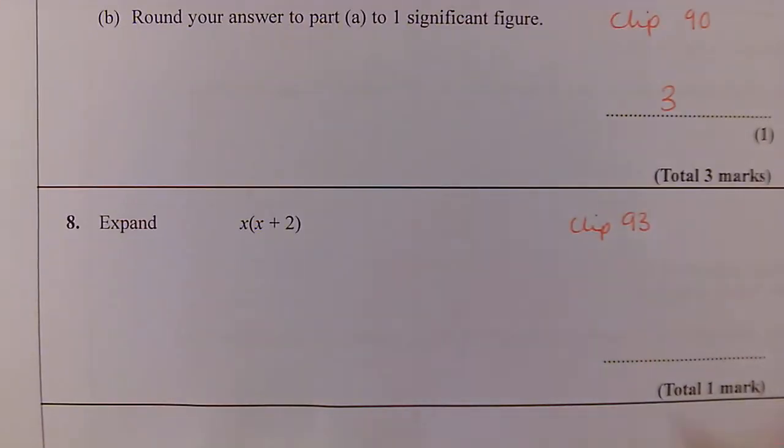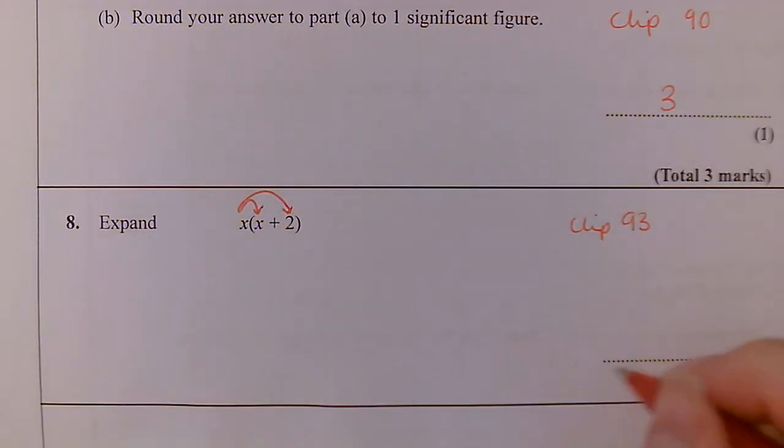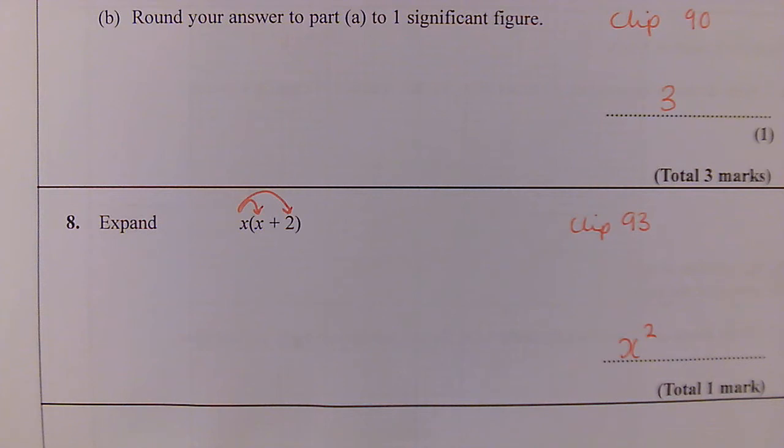Expanding brackets now for question 8. So here I'm looking at x multiplied by x to give me x squared and x multiplied by 2 to give me 2x.